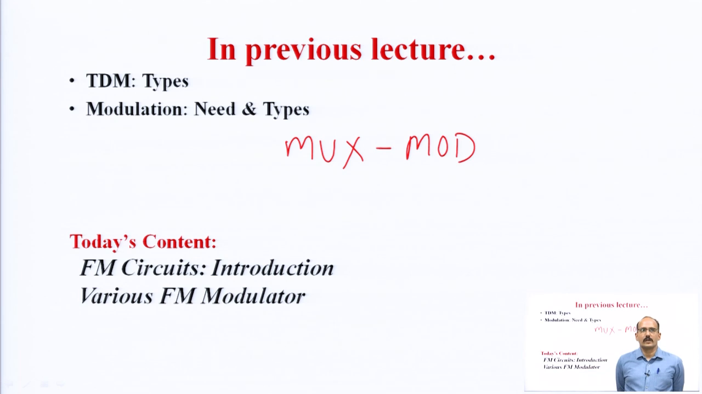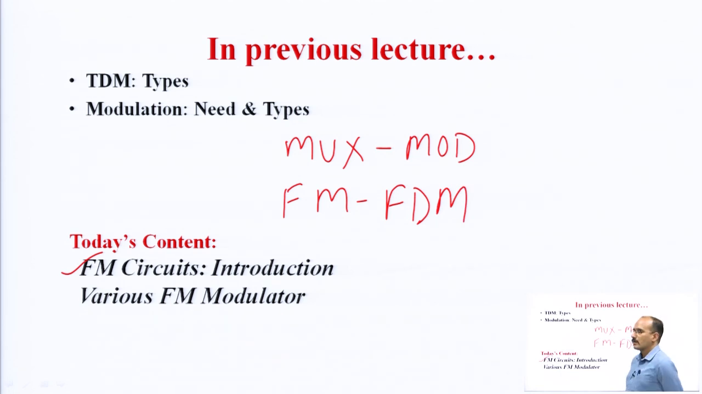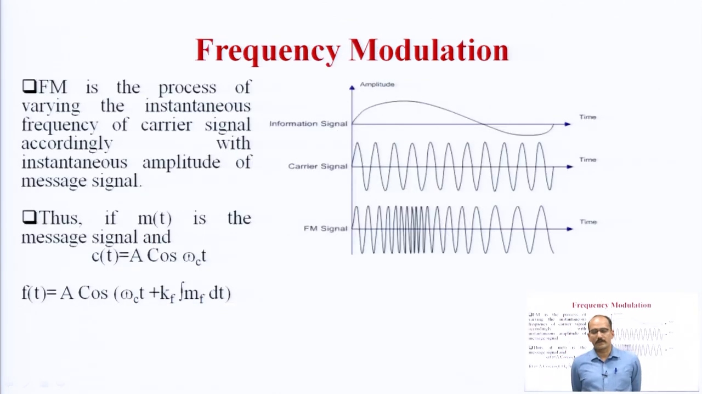In the previous lecture, we understood the various multiplexing techniques, that is, time division multiplexing and frequency division multiplexing. Today, we are going to concentrate specifically on FM circuits, because in your syllabus, FM FDM is a major multiplex system used by telemetry systems. So, starting with the FM circuits, first of all, I will tell you about frequency modulation.